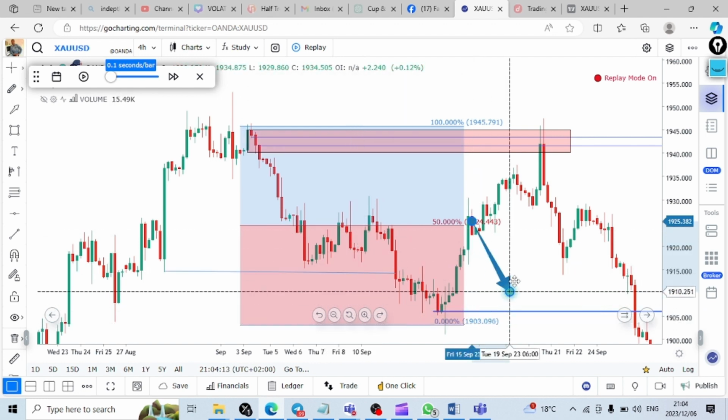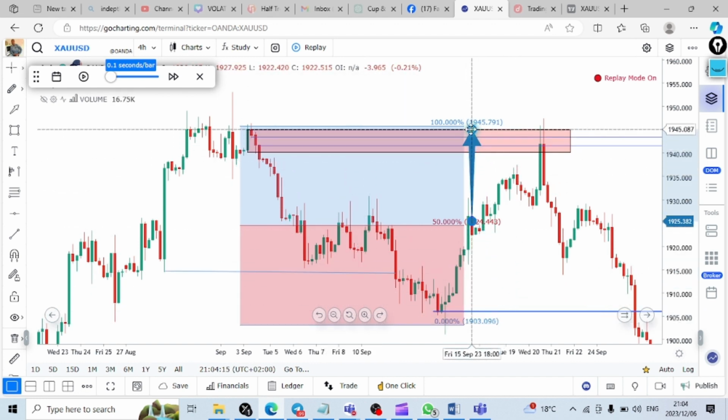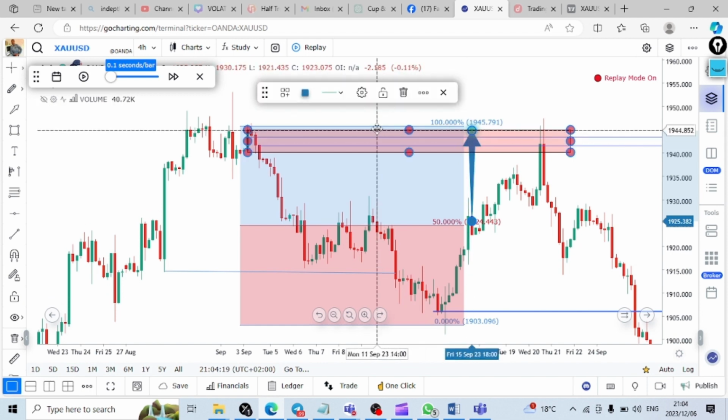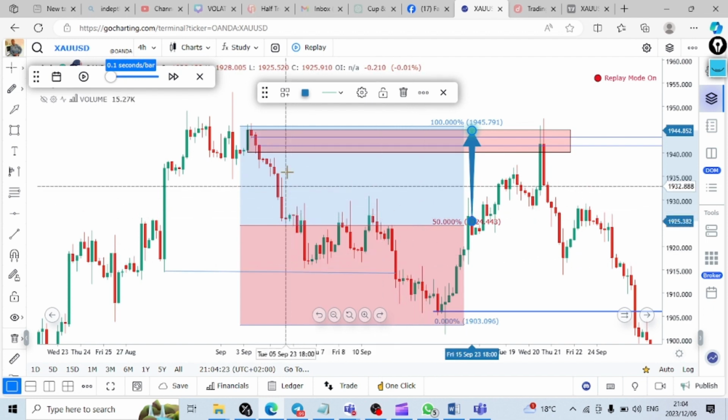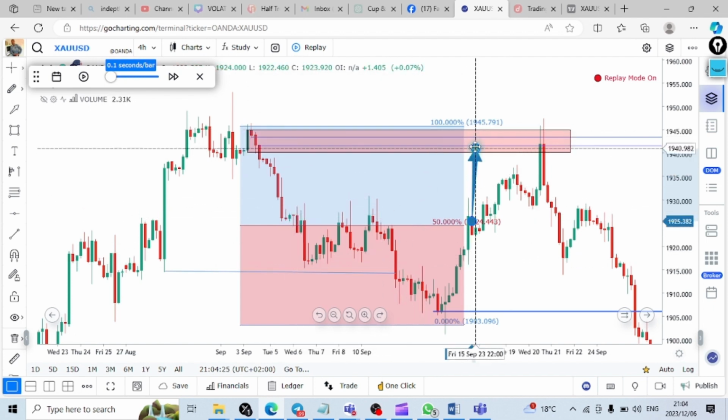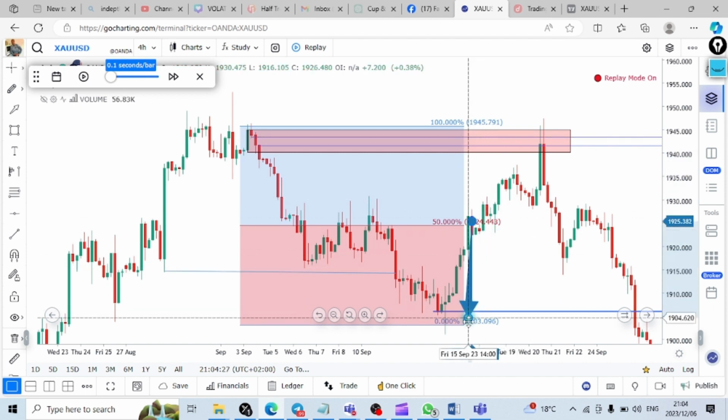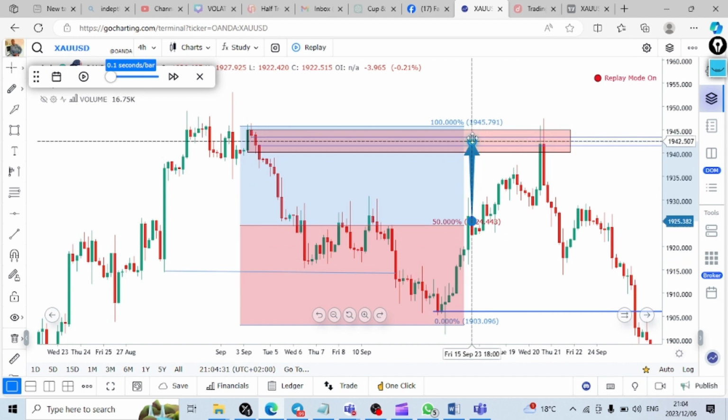And above the 50%, we have what we call the premium. The P stands for premium, the D stands for discount. So you want to sell when price is in the what? In the premium. And you want to buy when price is below the 50%, which is the discount. Sell when price is above the 50.